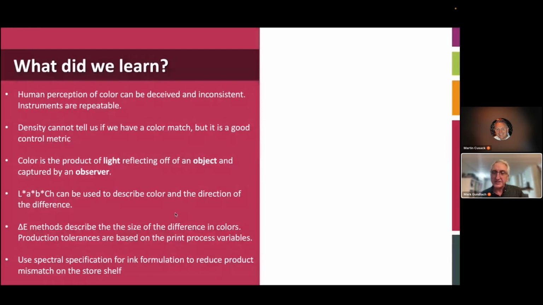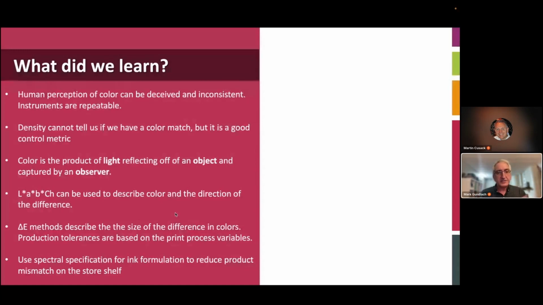So you still have to look at color to see if we have a match. LAB and delta E give us a great way to quantify which direction that is. Is it off color or is it just off in density? That kind of thing. Color is the product, and this actually comes right back to that last question asked, of the light as well as the object and the observer. So if the light changes, it will change how the object reflects the light.